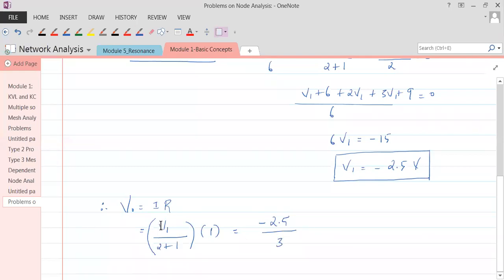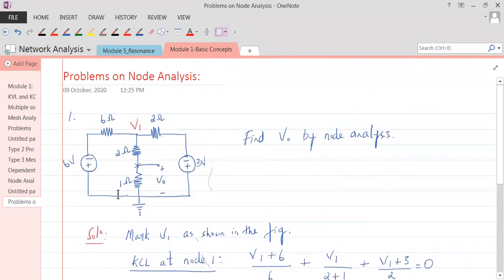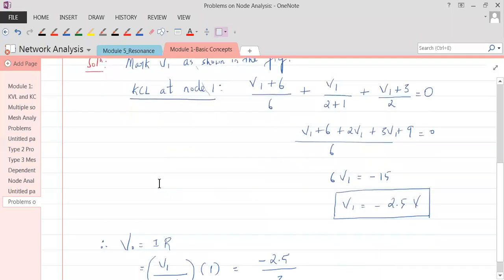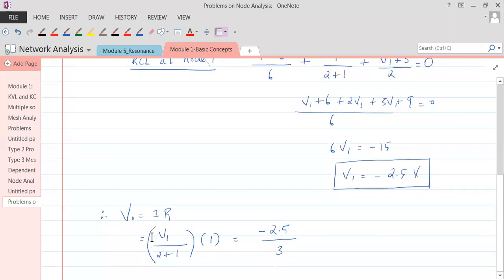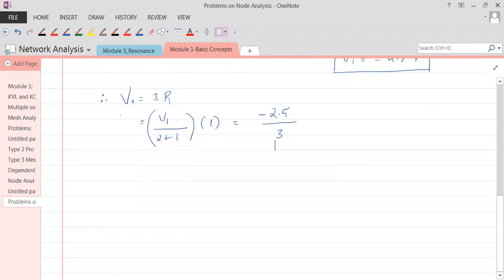Why is this not minus V1 by 2 plus 1? Because see here, this current V1 by 2 plus 1 is approaching the positive sign of V0. Get that point? So that's why it is V1 by 2 plus 1. Otherwise, I would have written it as minus V1 by 2 plus 1. V1 is anyway negative. So therefore, our V0 is going to be minus 0.83 volts. This is what they had asked.